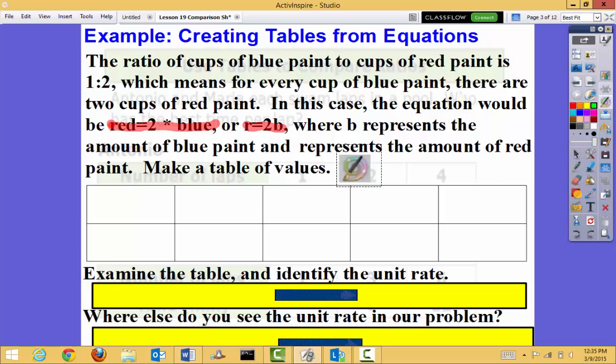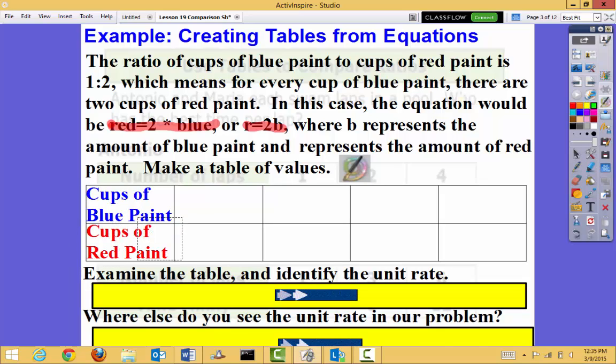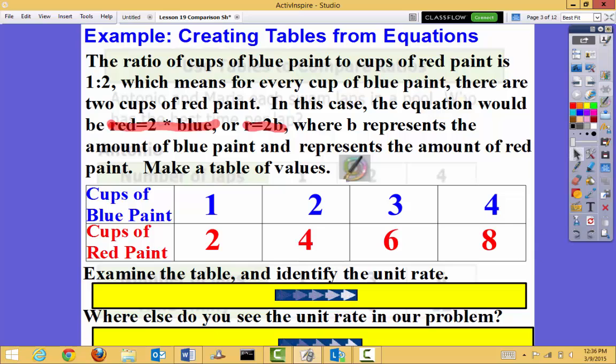I'm going to be organized by blue paint and by red paint. So let's look up here. Say my blue paint is 1, my red paint is 2. So I'm going to have 1 to 2, and I'm just going to extend that table. Whenever there's 1 cup of blue, there's 2 cups of red. My table is just going to keep on going that way.